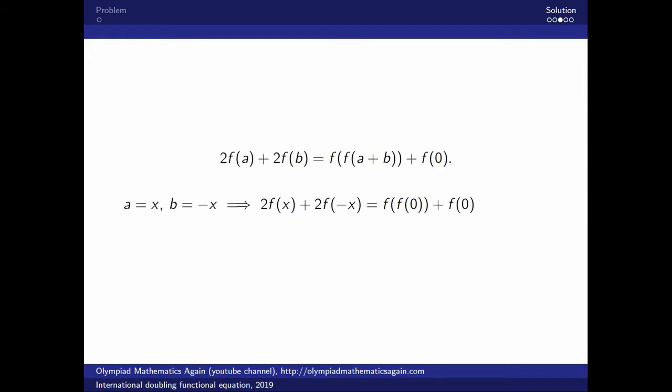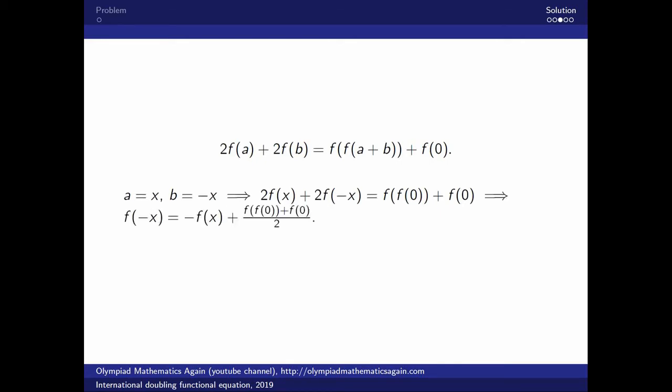Now let's put a and b as opposite numbers. So basically we put a equal to x, and b equal to minus x. Then we get this, and from this we can express f(-x) in terms of f(x). So that's what we have.